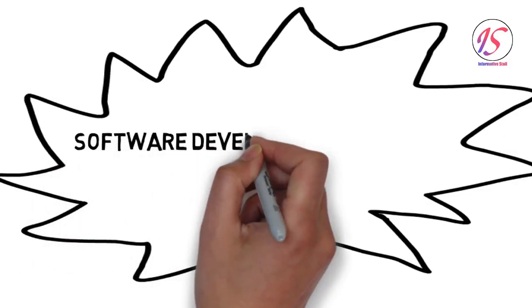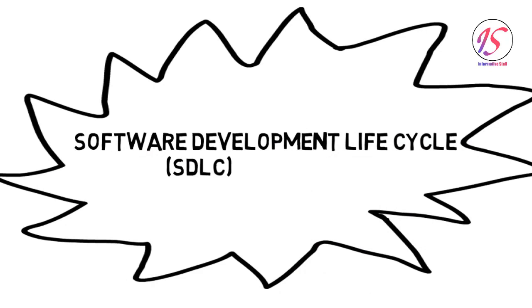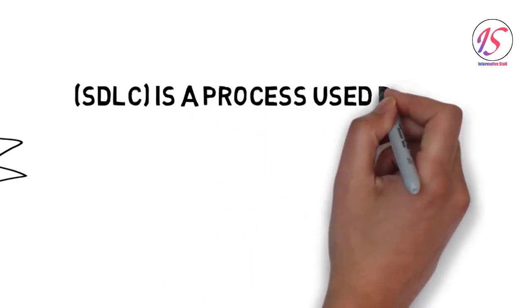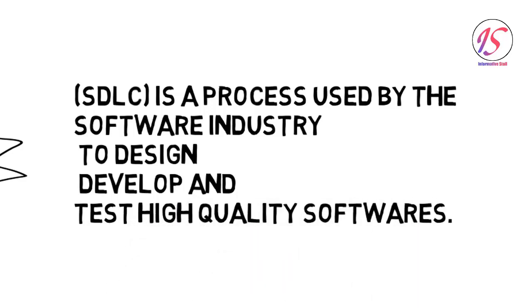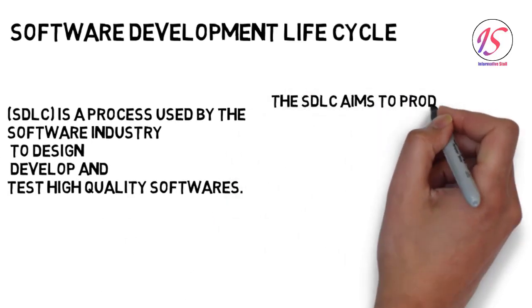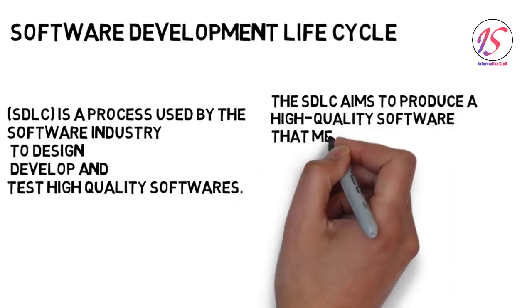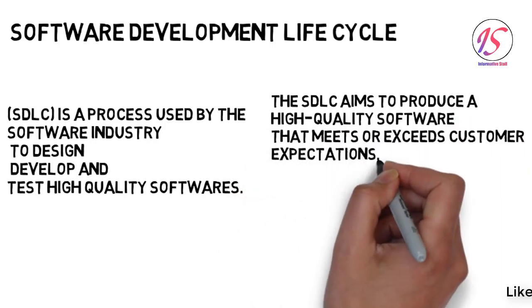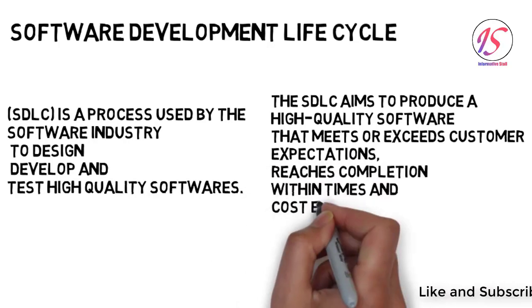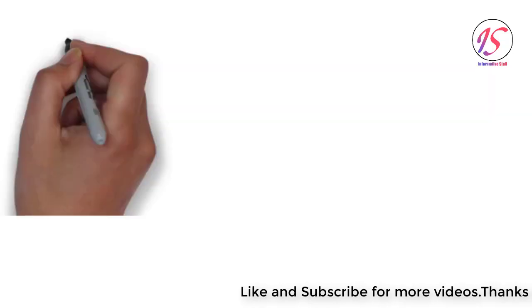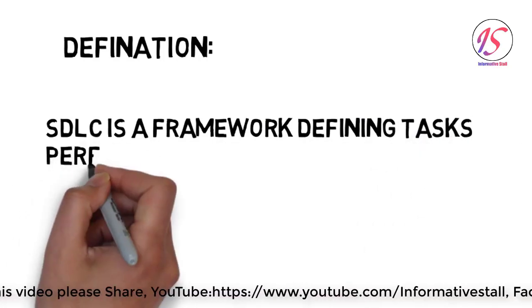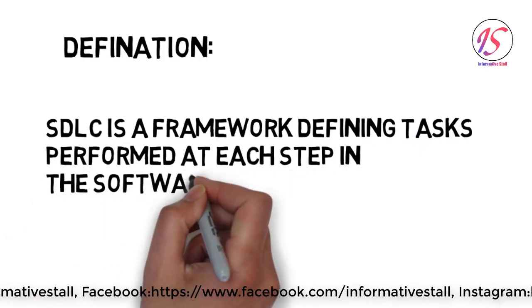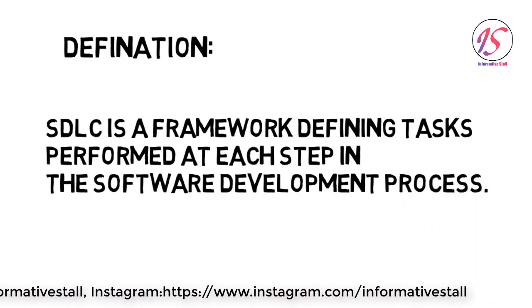Software development lifecycle, which is also known as SDLC, is a process used by the software industry to design, develop and test high quality software. The SDLC aims to produce high quality software that meets or exceeds customer expectations. By using SDLC, software production reaches completion within time and cost estimates. So, what is the basic definition of SDLC? SDLC is a framework defining tasks performed at each step in the software development process.